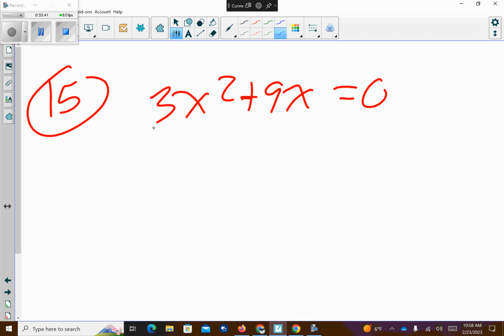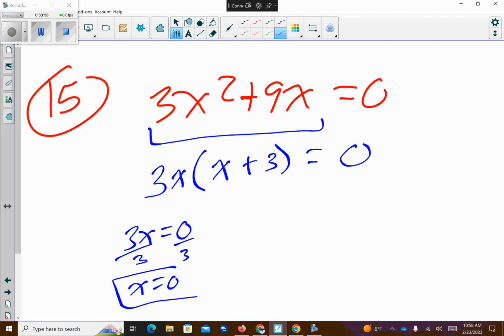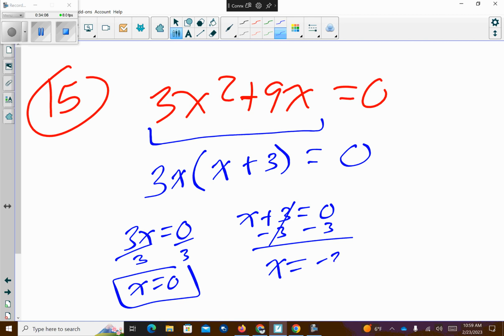All right. Friends, this one, I only have two terms. So I'm going to say I have a 3 and an x in common. So that gives me x plus 3. So then I'm going to take 3x, set it equal to 0, divide by 3, x equals 0. That's the first answer. x plus 3 equals 0. Subtract 3 from both sides. Those cancel. x equals -3.